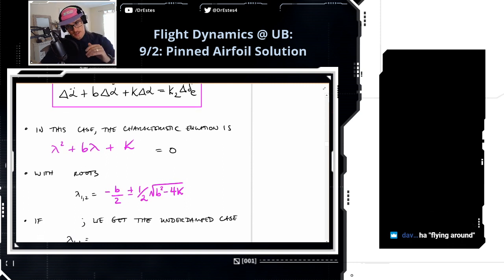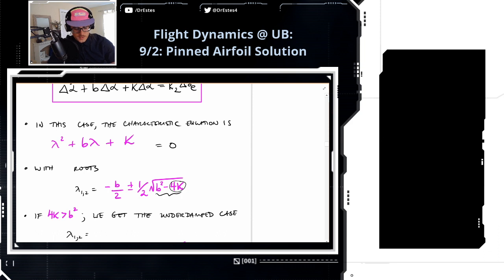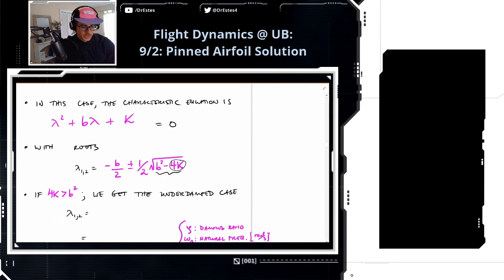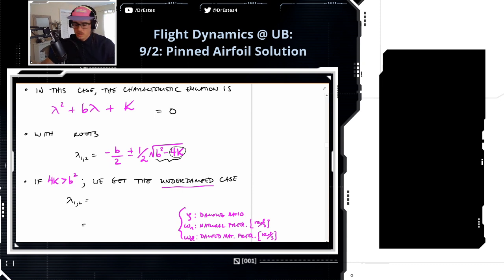So you can get different kinds of roots out of this. But I want to look at the case where 4k is greater than b squared. That means that this number under the square root, 4k is bigger, so this is going to be a negative number under the square root. And that means we're going to get imaginary numbers again. So you have complex conjugate roots. And whenever you have complex conjugate roots, we call that an underdamped system. Okay, these are what our roots are going to be.